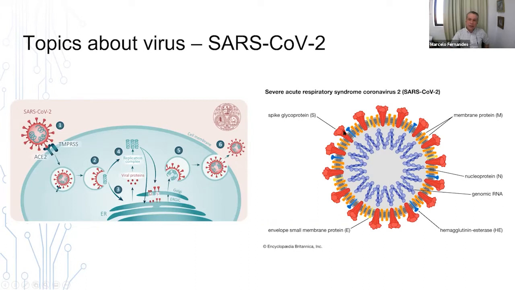This protein is very important because it connects the virus with the cell. This protein is responsible for getting the virus into the cell. Some vaccines, for example, use this spike information to create the antibodies. So it's important to understand, because if you know the RNA sequence, you know about the proteins that compose the virus.